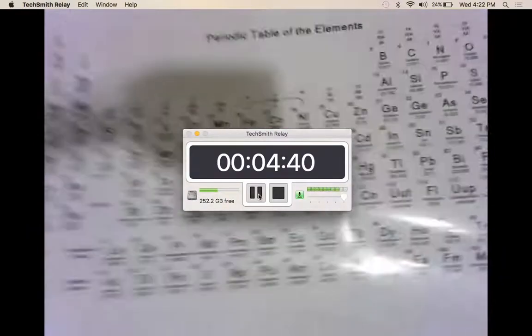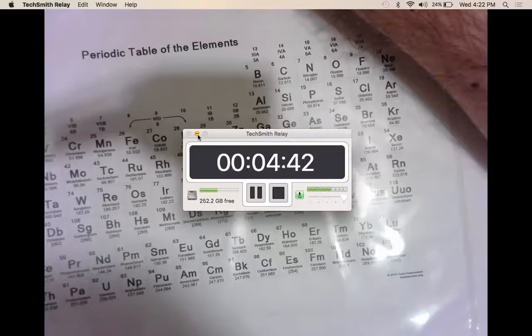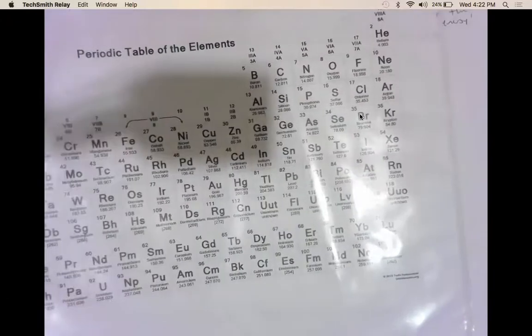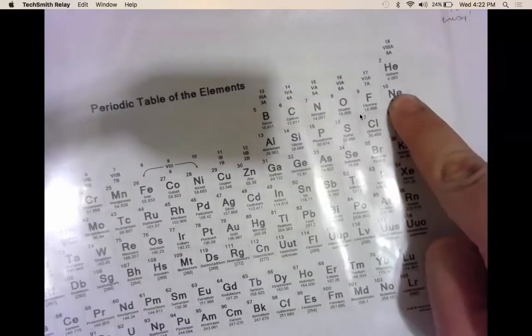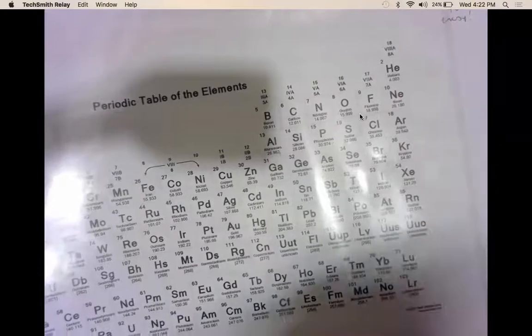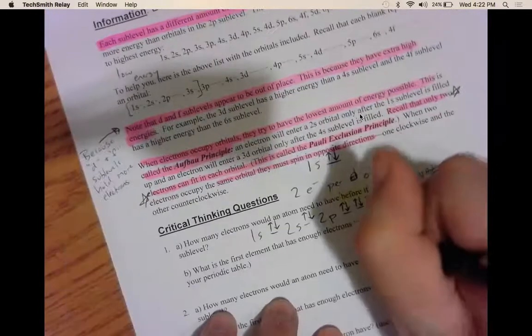Alright, so now I am back. Well, let's get this out of the center. I'm back with my trusty old periodic table. So remember, we had 10 electrons, so we look for the element that has 10 electrons, the atomic number of 10. So we have neon, Ne. So our answer to 1b is neon.